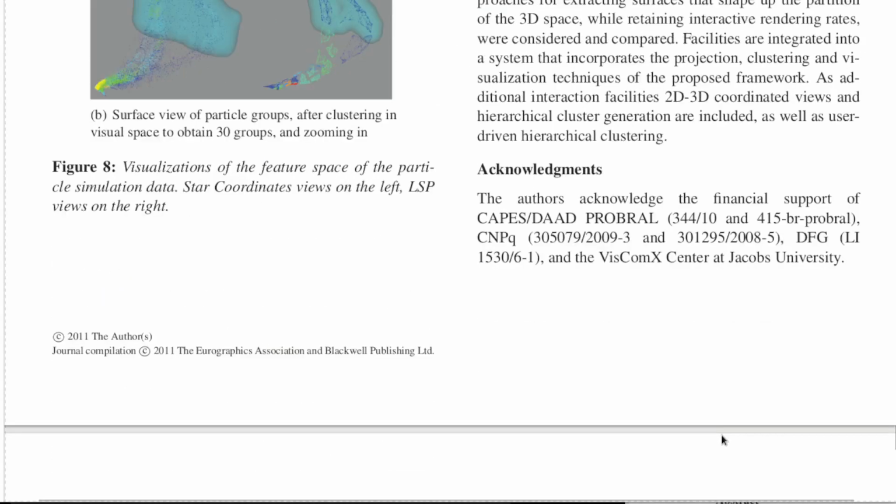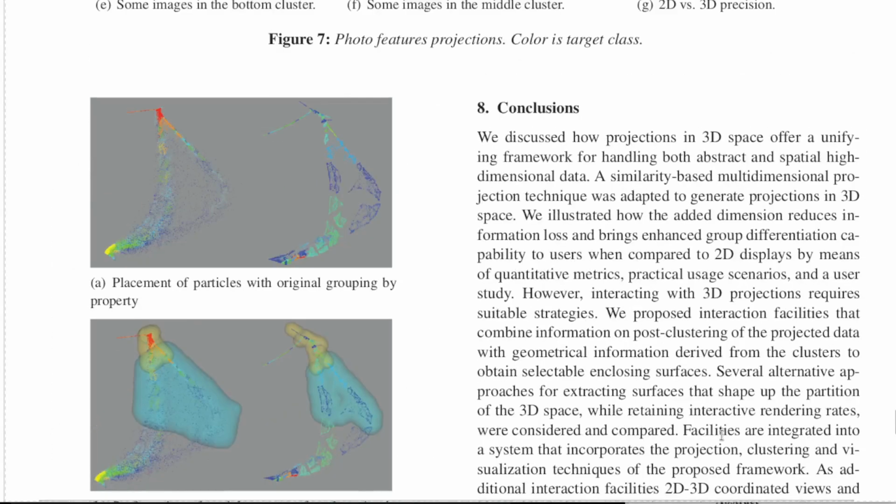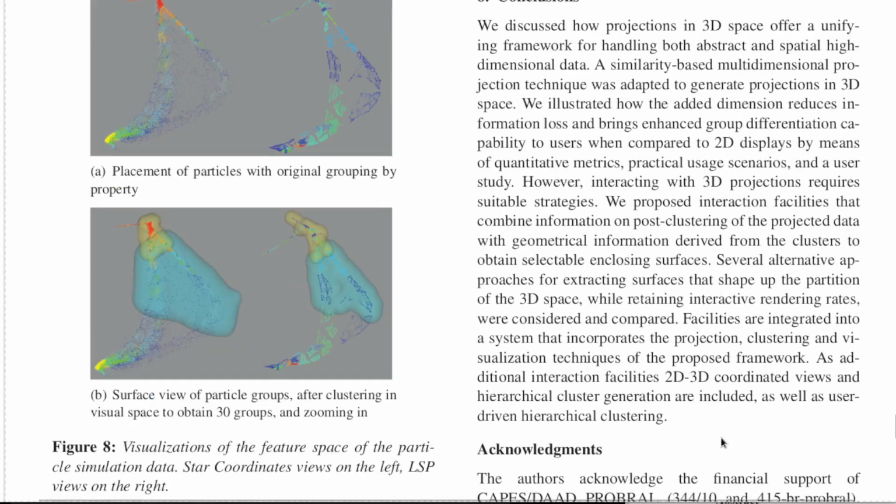We discussed how projections in 3D space offer a unifying framework for handling both abstract and spatial high-dimensional data. A similarity-based multidimensional projection technique was adapted to generate projections in 3D space. We illustrated how the added dimension reduces information loss and brings enhanced group differentiation capability to users when compared to 2D displays, by means of quantitative metrics, practical usage scenarios, and a user study.